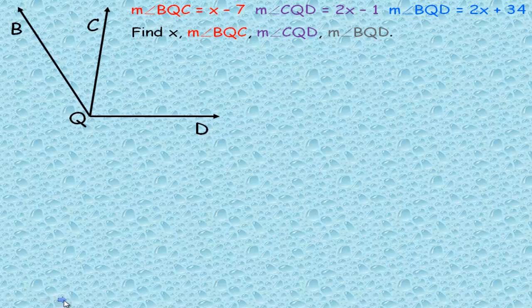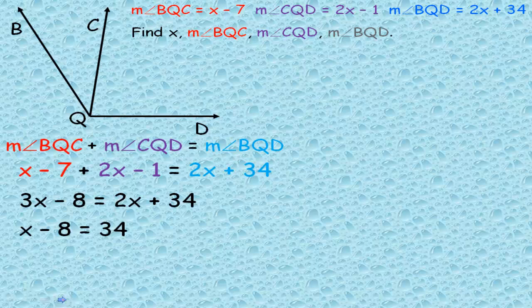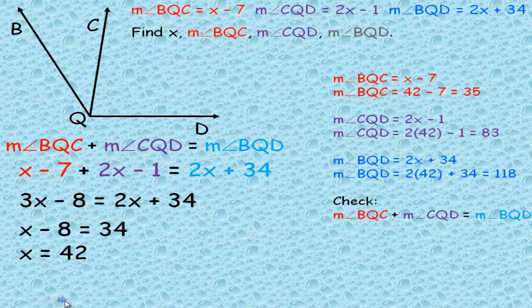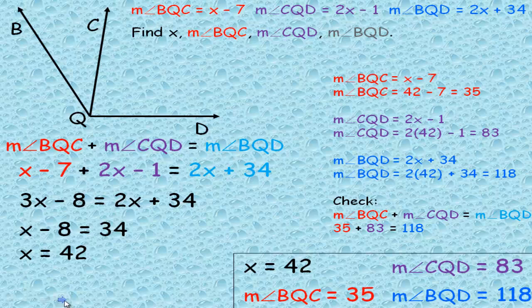Here's one for you to do in your notebook. I want you to work on it and find x and find the measures of each one of the angles. So go ahead and do that, and when you're done, come back. So for now, hit pause, work on it, and then come back to see the answer. This is your practice problem. And here is the answer. You should have gotten 42 for x, and the measures of the angles are here. That's the answer.